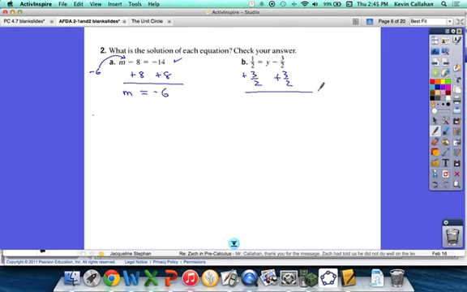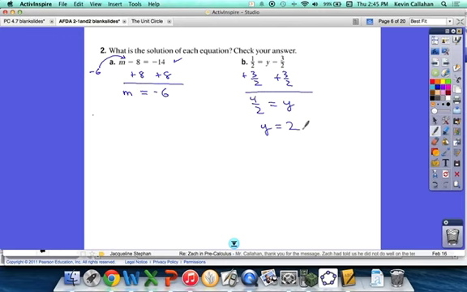Okay. What is 1/2 plus 3/2? This is adding fractions that already have the same denominator, right? That would be 4/2. -3/2 plus 3/2 is 0, so that is y equals 4/2, or y equals 2.